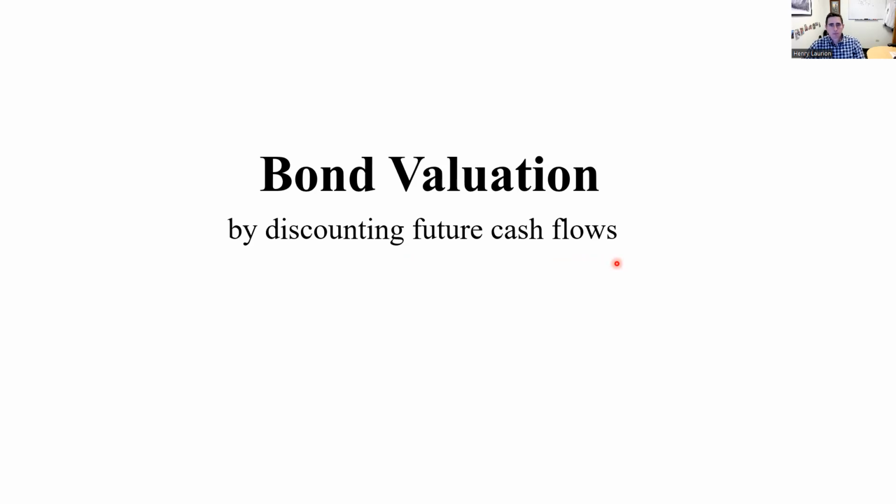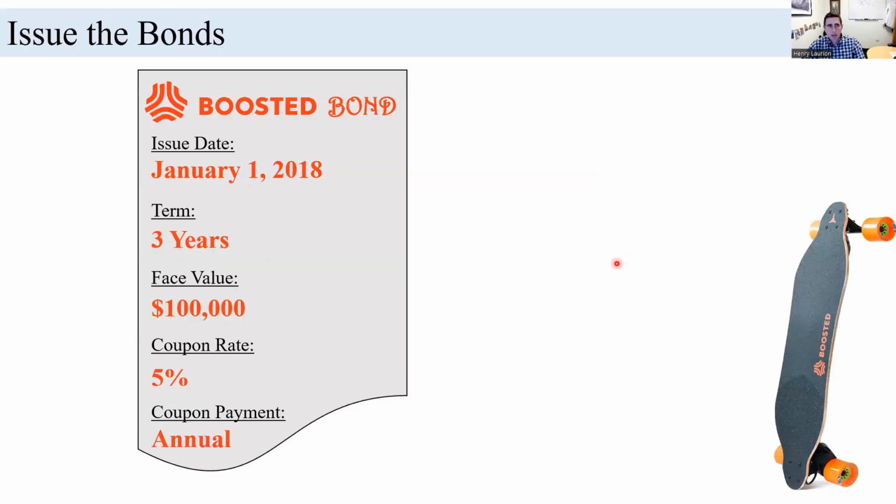Let me show you how this works using our made-up example of a bond issued by a company called Boosted Board. Boosted Board was an early stage company that made electric skateboards, and they eventually went out of business and went bankrupt. But you can imagine a company trying to raise money to grow their operations. One way they might do this is by setting up a long-term debt contract called a bond. They might issue this bond to investors, and investors would pay the company money in return for this sheet of paper, promising investors future cash flows.